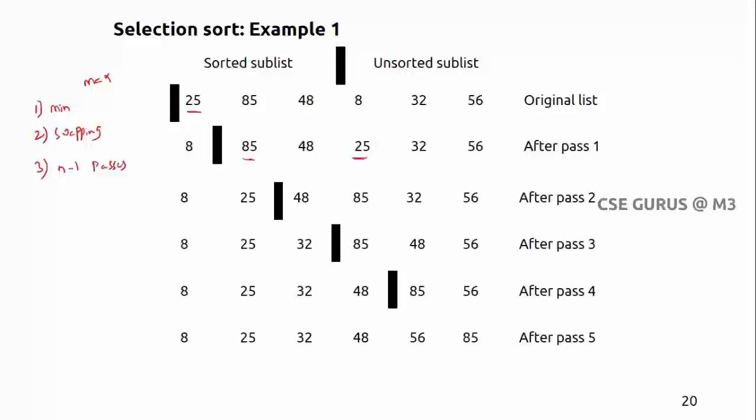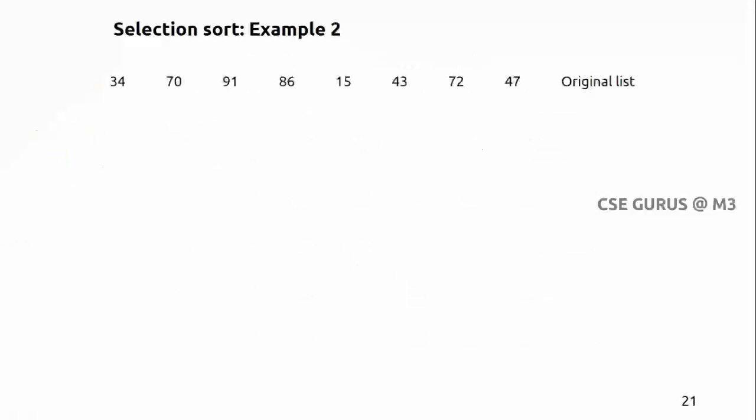So this is an example. Of course, if you want to try, you can try this. You can take these elements and practice. What is the minimum element? 15. So you have to swap 15 with the 34, right? So here 15, here 34 will come, and what is the next smallest among these elements?